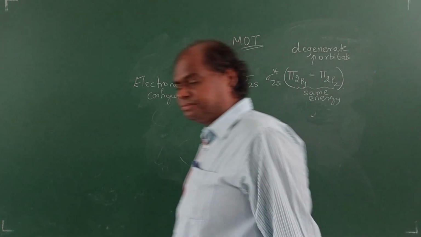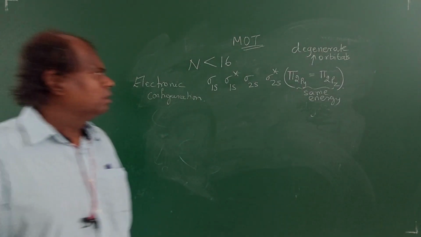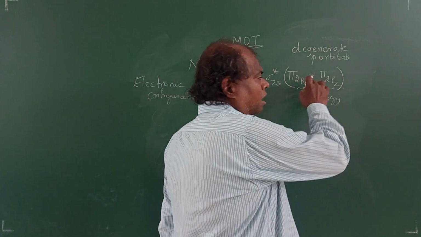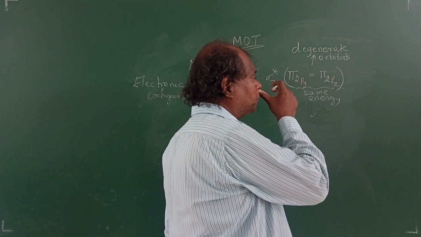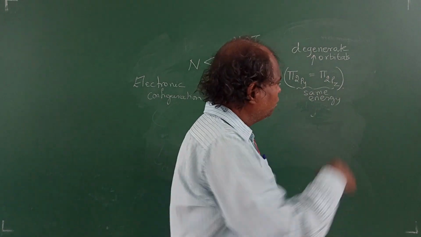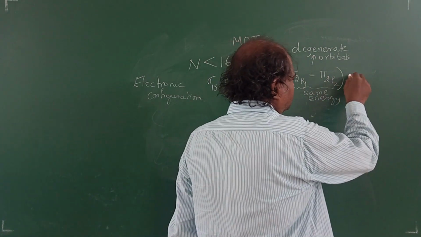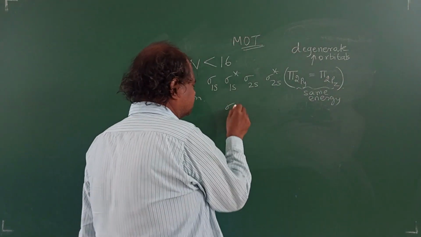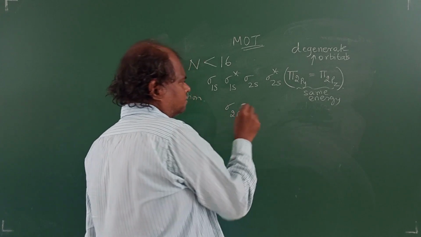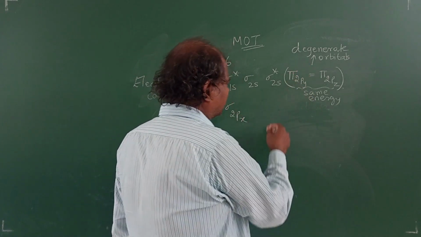Yes, students, we'll continue now. So now pi 2py is equal to pi 2pz. That means what? Same energy. Then you will fill up sigma 2px. Is that clear? Then you'll go to star now.